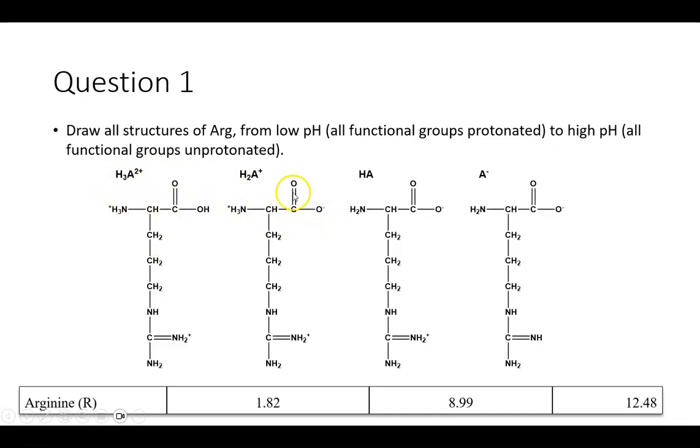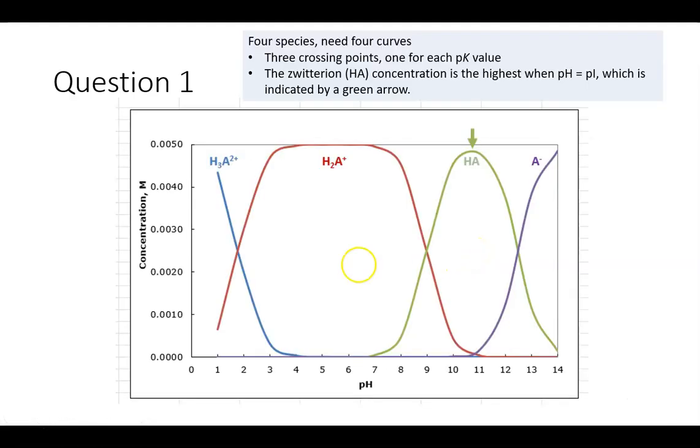We pull off a proton here, and we have a +1. There's our zwitterion, HA, right here. And when arginine is completely deprotonated, that's A-. So we have 4 species, so we need 4 curves, and this is what the plot looks like. There should be 3 crossing points at the concentration that's half the formal concentration, because that's where the pH equals the pKr value, or pKa1 or pKa2 value, depending on which one it is.